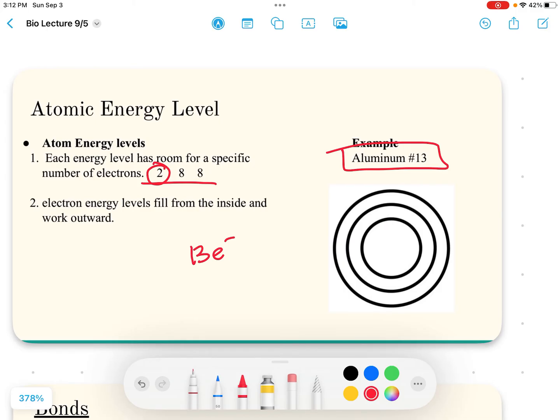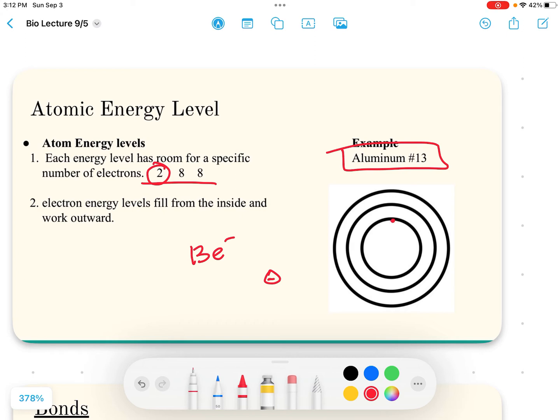A lot of times you'll see me use an E with a little negative sign. That is the same thing as an electron. Or sometimes people will draw a circle with a little line in the middle to show an electron. So just to make it easy to read, let's just use dots for now.